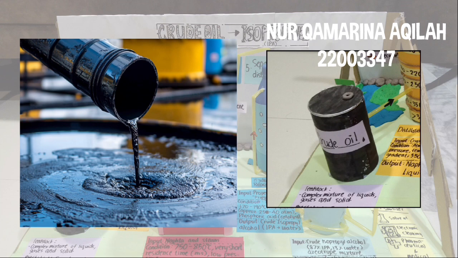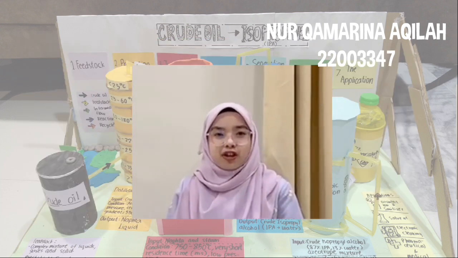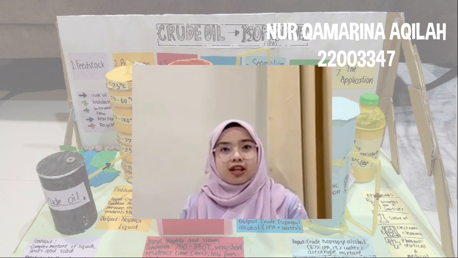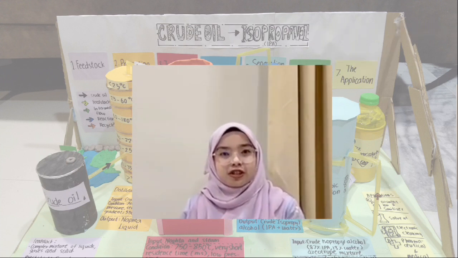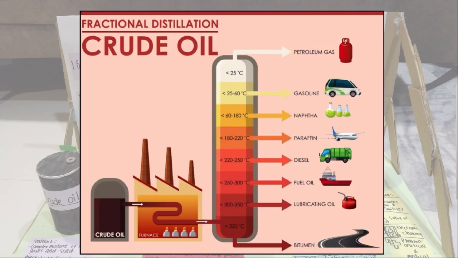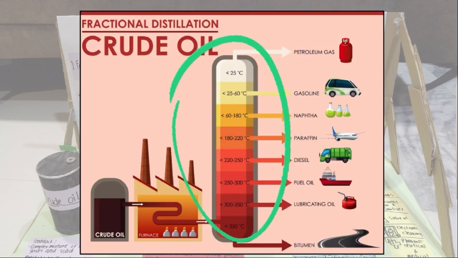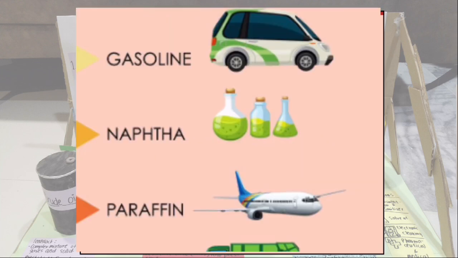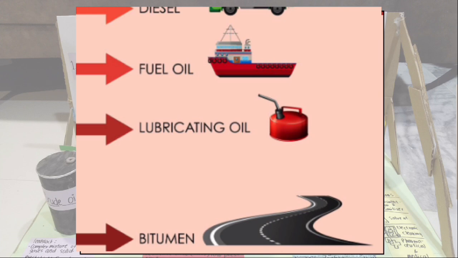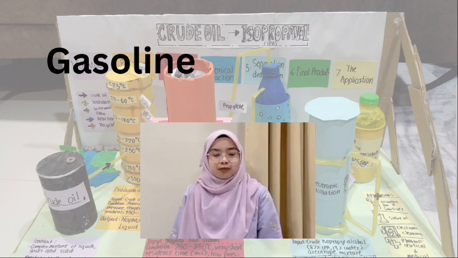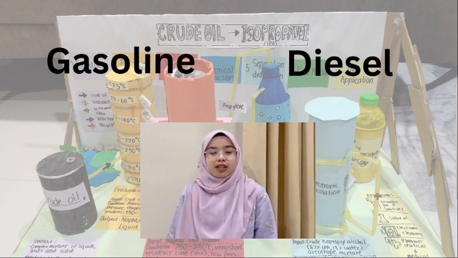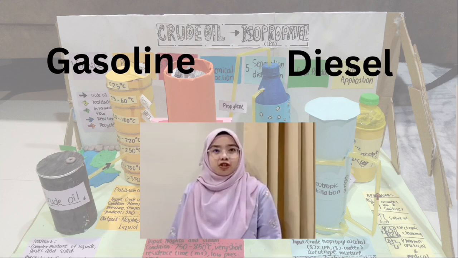However, crude oil cannot be used directly due to its very complex composition and impurities. Therefore, it must first undergo refining processes before it can be used in industrial applications. During refining, crude oil is separated into different fractions according to their boiling point. These fractions include refinery gases, gasoline, naphtha, kerosene, diesel, and heavy residue. Each fraction has different properties and industrial uses. For example, gasoline is mainly used as transportation fuel, while diesel is commonly used in vehicles and industrial machinery.